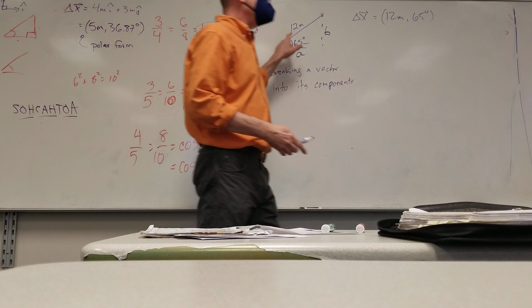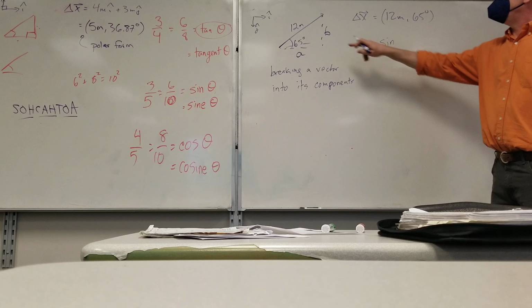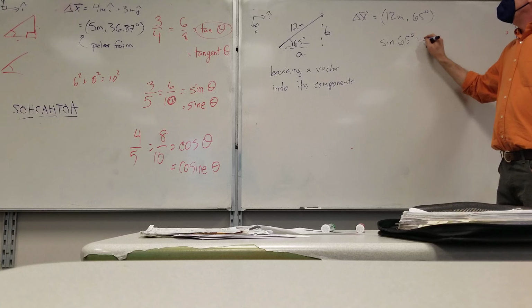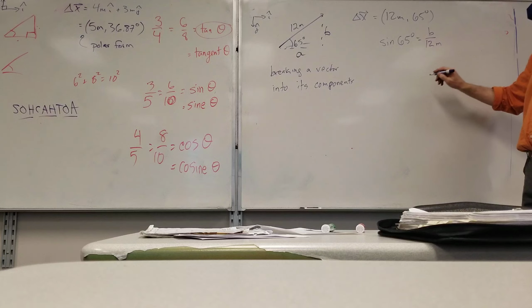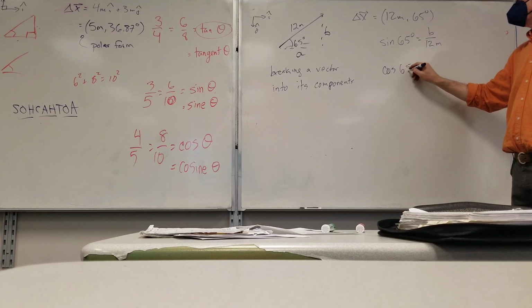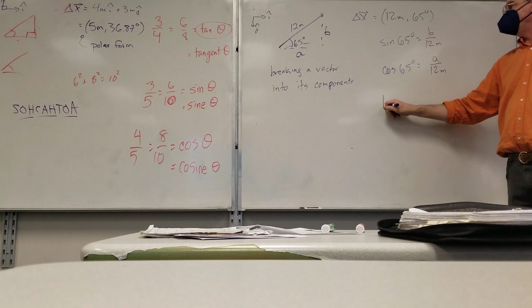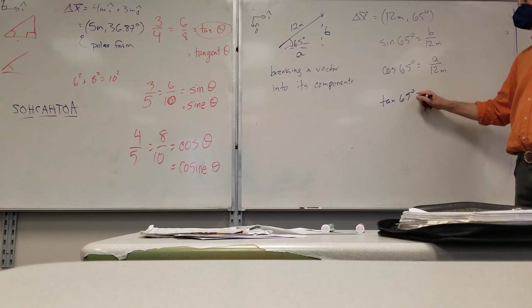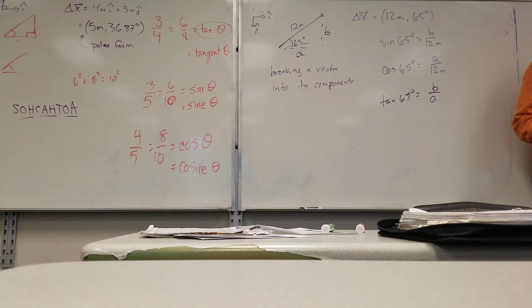I'm given the hypotenuse here, so let's actually write down all three of the major trig functions there. The sine of 65 degrees is the opposite length over the hypotenuse. The cosine of 65 degrees is the adjacent length over the hypotenuse. And then the tangent of 65 degrees is the opposite side length over the adjacent length. If I want to figure out A and B, which one should I start with?